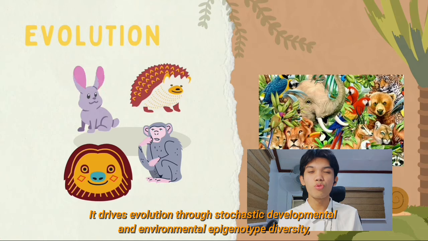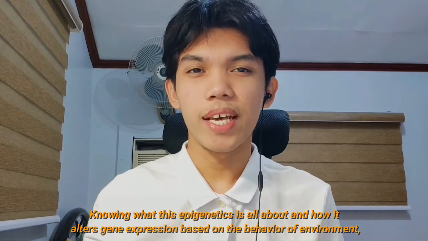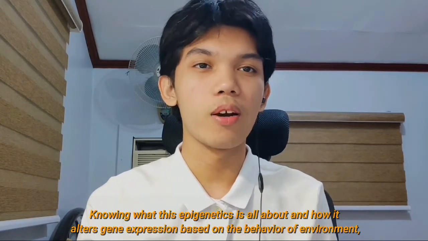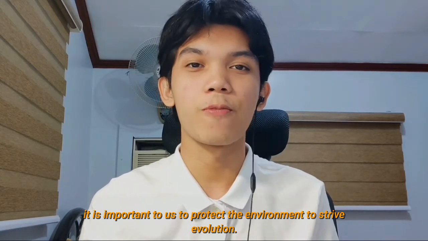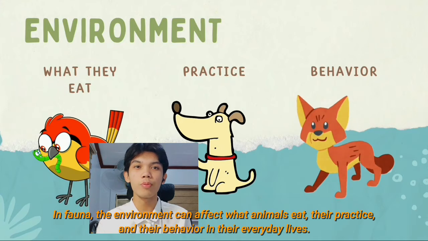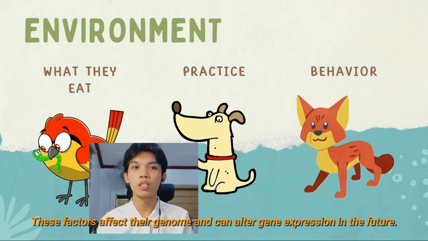It drives evolution through stochastic, developmental, and environmental epigenetic diversity, transgenerational inheritance of epigenetic patterns with phenotypic implications, and many more. Knowing what epigenetics is all about and how it alters gene expression based on the behavior of the environment, it is important for us to care for and protect the environment to strive for evolution. In fauna, the environment can affect what animals eat, what their practices are, and what their behavior is in their everyday life. These factors affect their genome and can alter gene expression in the future.